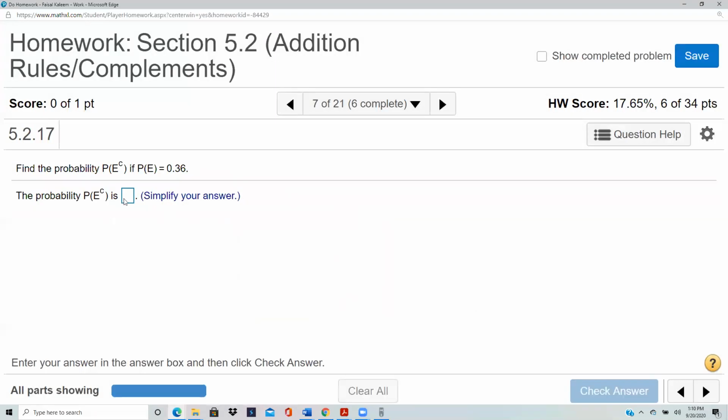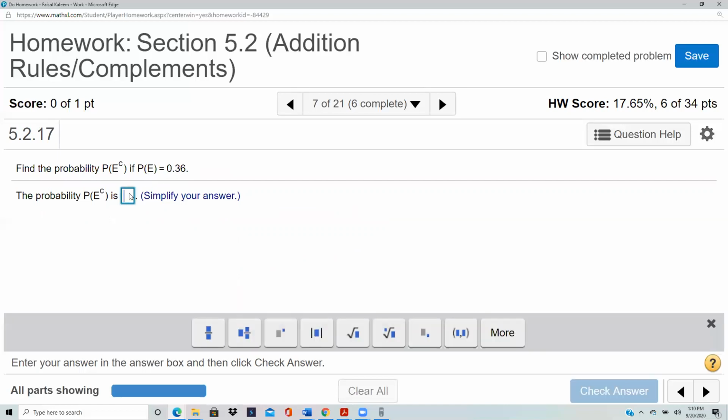And this, we know that the probabilities of E and E complement have to add to 1. So if E has probability 0.36, then you subtract from 1 to get the E complement. So 1 minus 0.36 gives you 0.64.